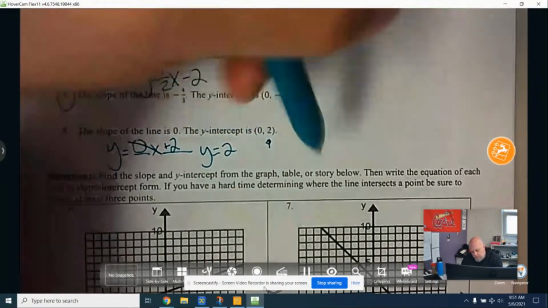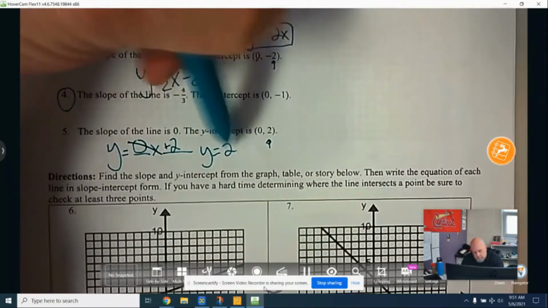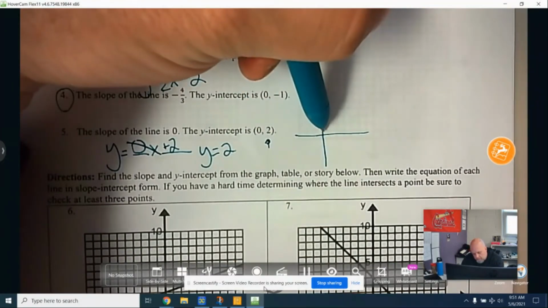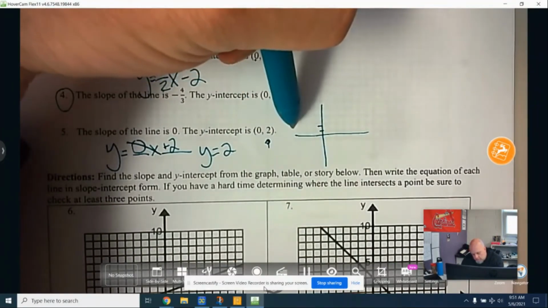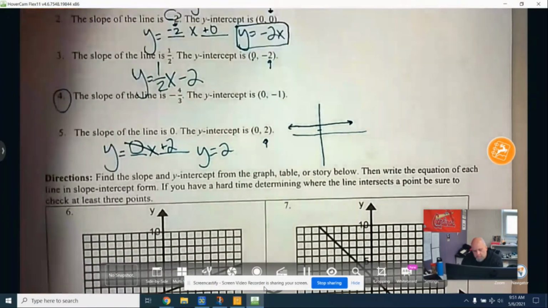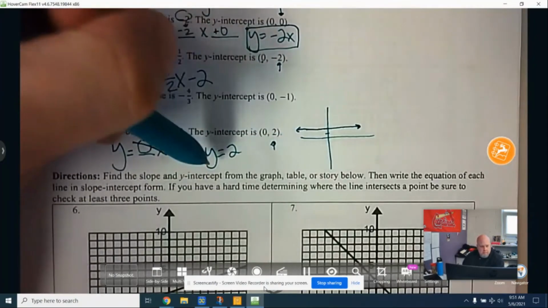Again, when you have a slope of 0, and it's just y equals just a number, your graph is just going to be like, here's 1, here's 2. It's going to be a line that goes through 2. It's horizontal. It's a 0 slope. So that's what that would represent.